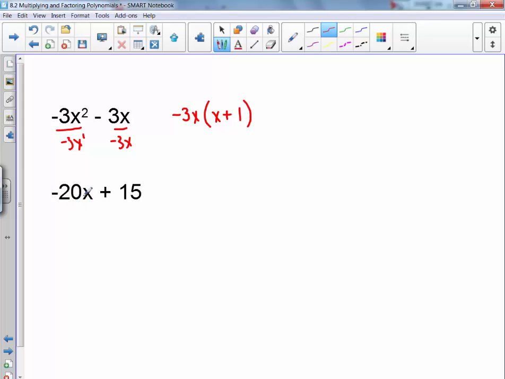You pause the video and try this one, and then we'll check to see how you do. All right, so here we go. We've got 20 and 15. There's not a negative sign in this one, so there's no negative or positive in common. So we can only pull out a 5. And so when we pull out the 5, we divide by 5, divide by 5. Negative 20 divided by 5 is negative 4x. And 15 divided by 5 is 3. Did you get that?